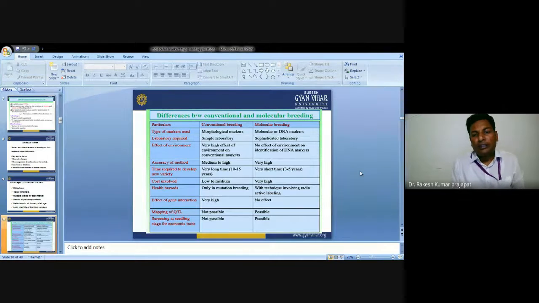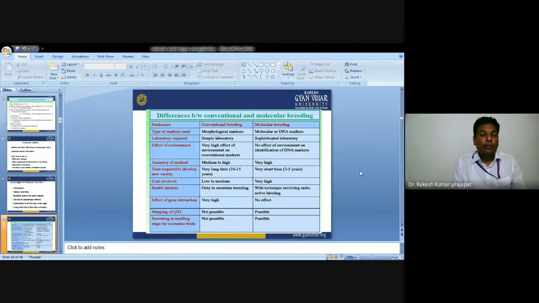Now, if we talk about conventional breeding versus molecular breeding, we can make a comparison to better understand molecular markers, because we use them in molecular breeding. Conventional breeding is different from molecular breeding. In conventional breeding, we generally use morphological markers more commonly, but in molecular breeding, we use molecular DNA markers more commonly.